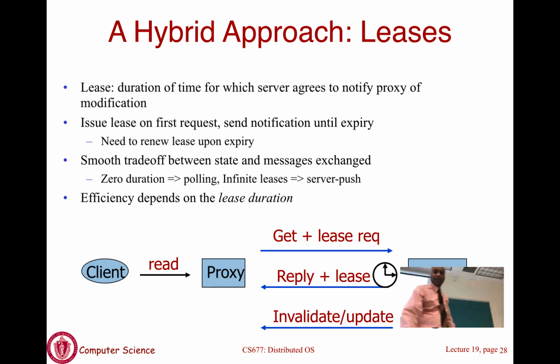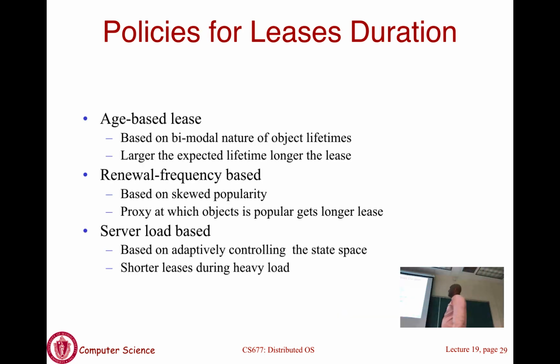Okay, you can say, I set the lease duration based on any metric. It could be age of the object. How long has it been since the object was written to? The object is being updated frequently, maybe I should give longer leases. Or it is based on how frequently leases are getting renewed, which is an indicator of how popular the web pages are at the proxy. So renewal frequency tells you something about the popularity.